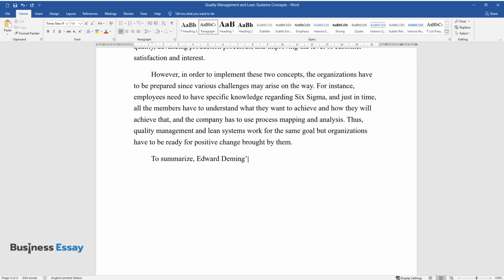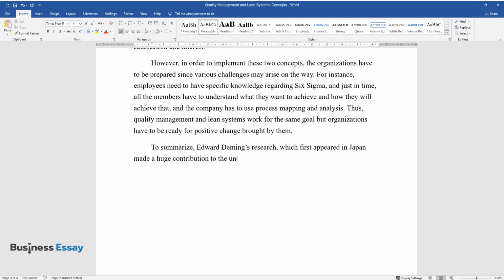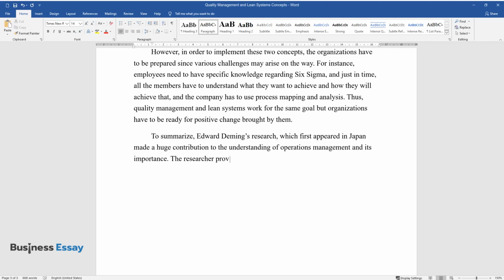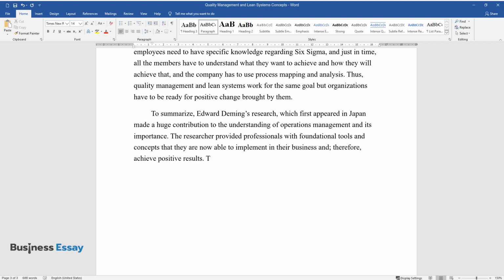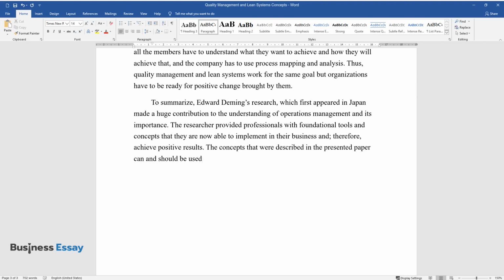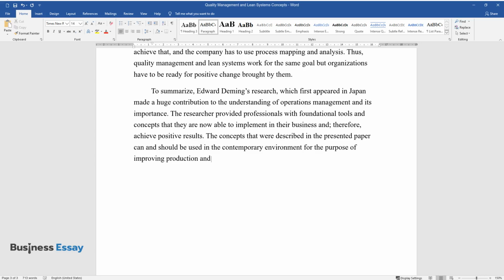To summarize, Edward Deming's research, which first appeared in Japan, made a huge contribution to the understanding of operations management and its importance. The researcher provided professionals with foundational tools and concepts that they are now able to implement in their business and, therefore, achieve positive results. The concepts that were described in the presented paper can and should be used in the contemporary environment for the purpose of improving production and increasing the level of customer satisfaction.